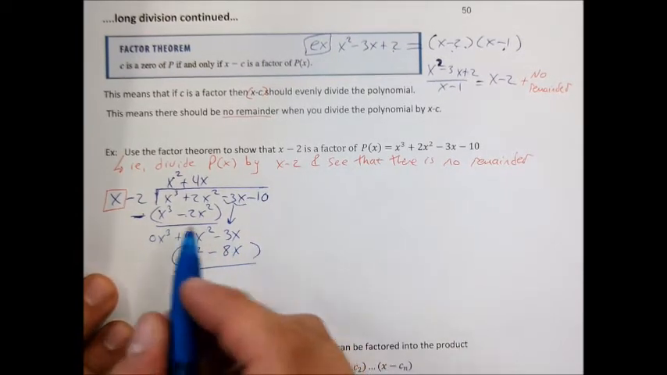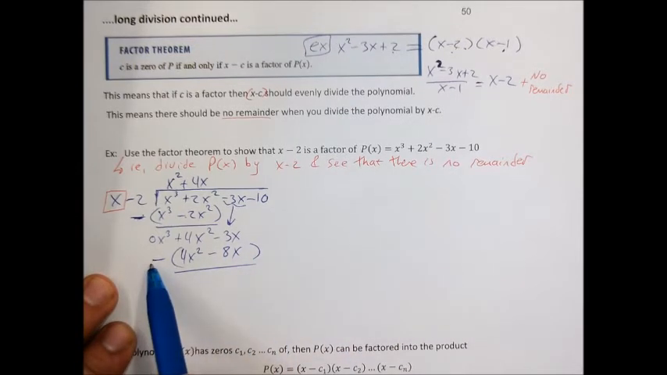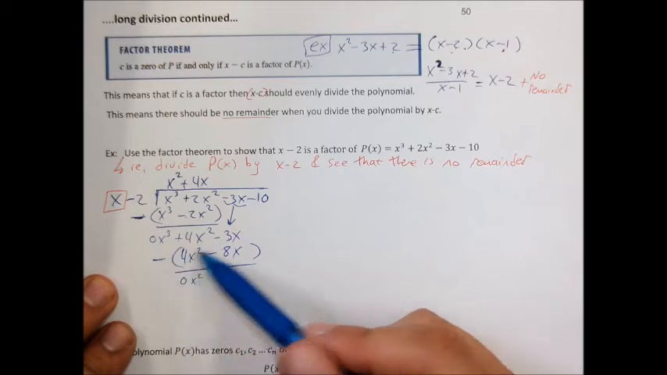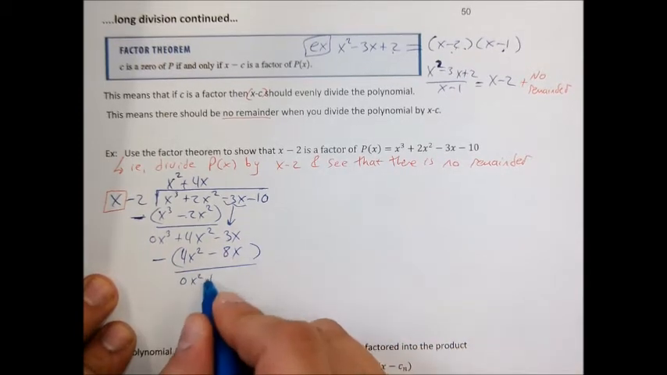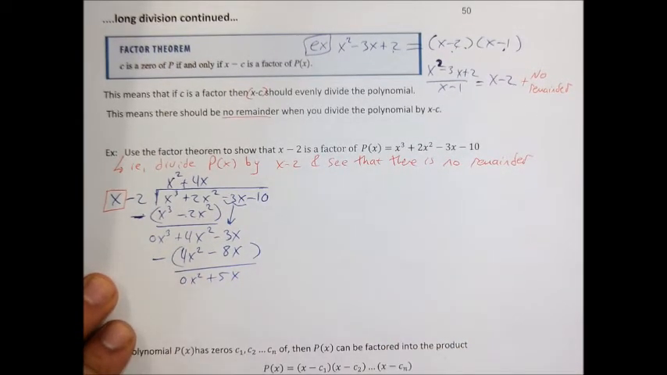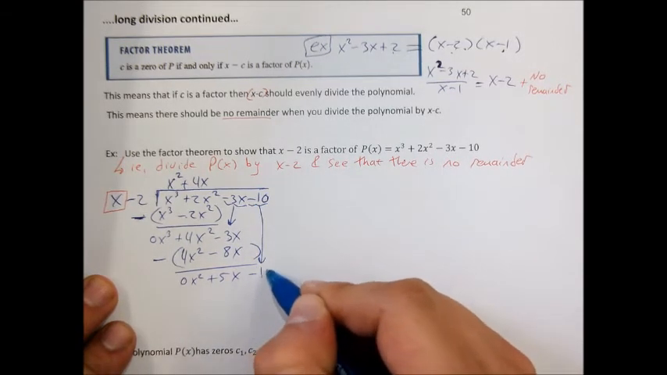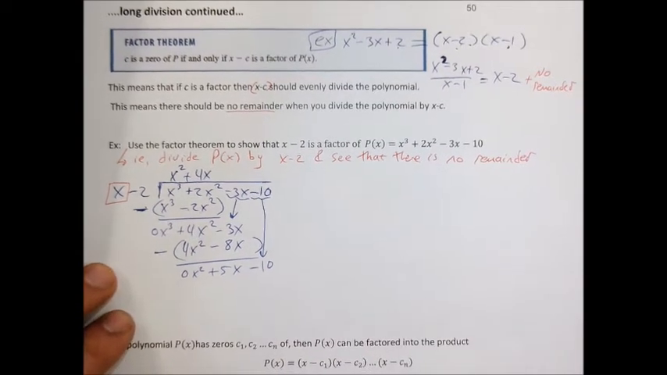And then you want to be careful here, right? You do the subtraction, and so you're going to end up with a 0x squared, but then you get minus 3 plus 8. Gives me a plus 5. And then we bring down the minus 10. Is that okay so far?